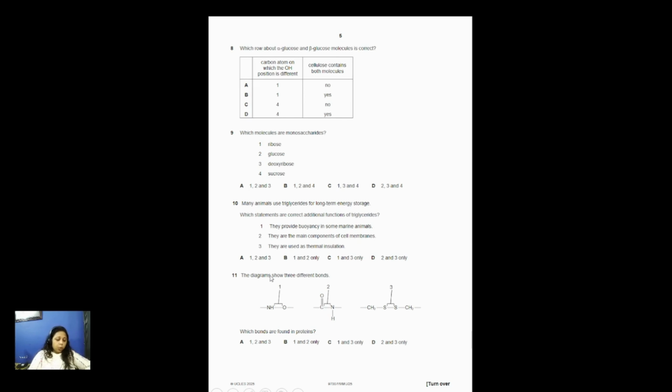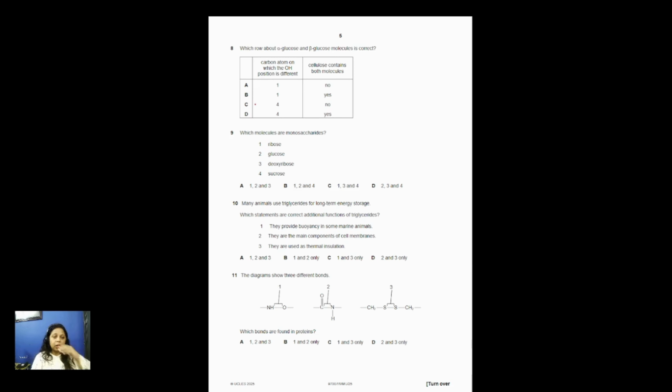Next one. Which row about alpha glucose and beta glucose molecules is correct? Number one. Okay, the main difference is about the arrangement of hydrogen and hydroxide group on carbon number three. So let's say the carbon atom on which the OH position is different, and cellulose contains both molecules. Let's first discuss one. So the carbon atom on which the hydroxyl position is different, it is not first, it is fourth.